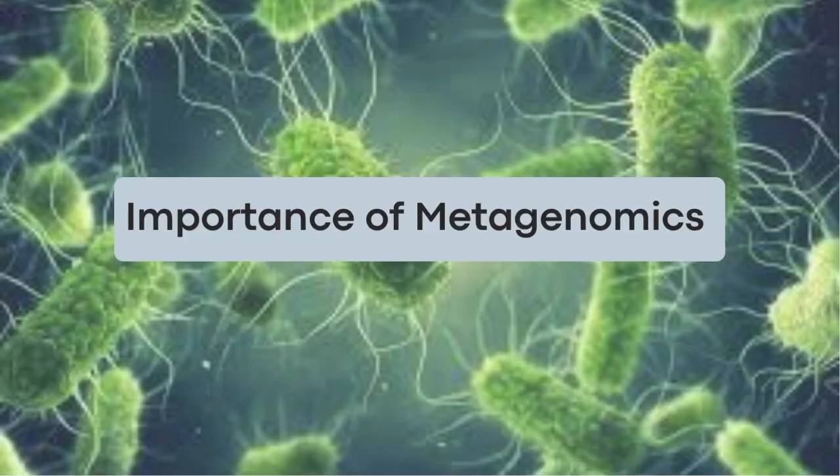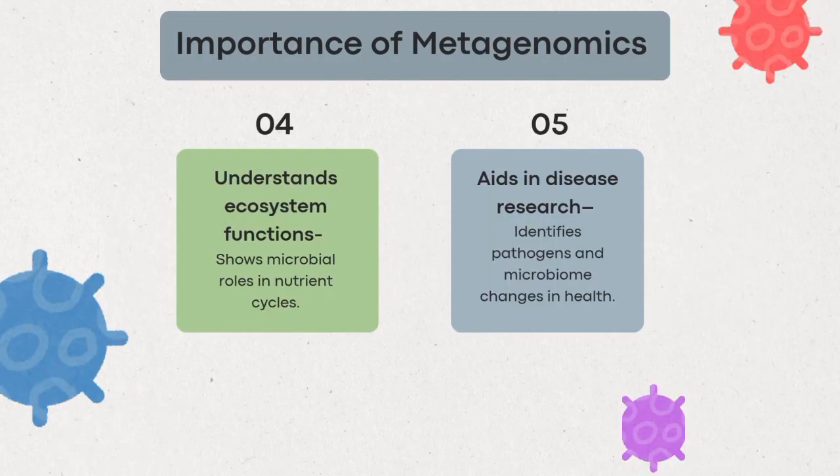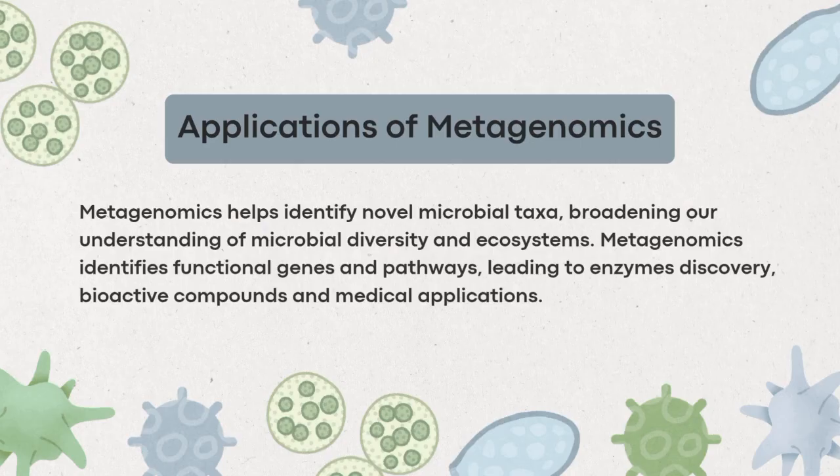Now let's find out the importance of metagenomics. It helps identify culturable and unculturable microbes in any environment, reveals microbial diversity, community structure, and ecological roles, detects pathogens and tracks antibiotic resistance genes, supports research in human health, agriculture, environment, and biotechnology, and aids in discovering new enzymes, drugs, and bioactive compounds. Applications of metagenomics.